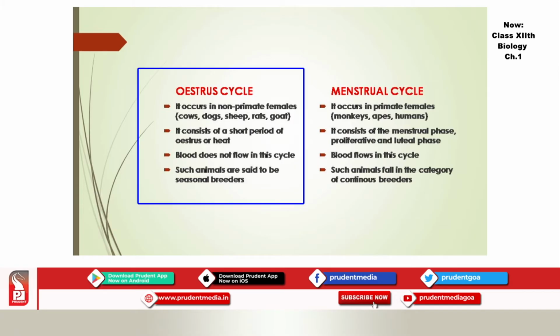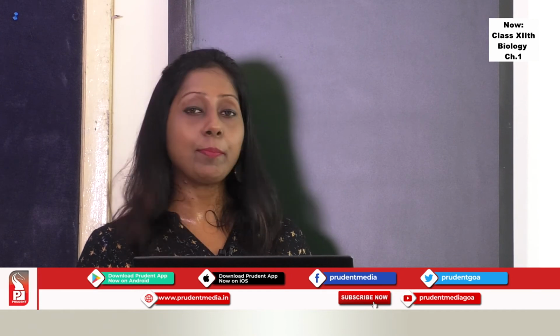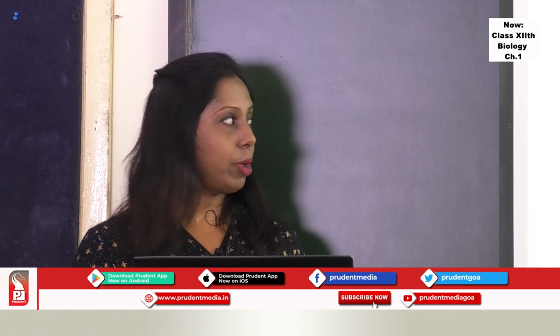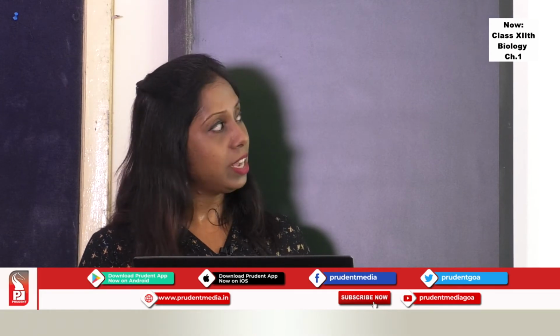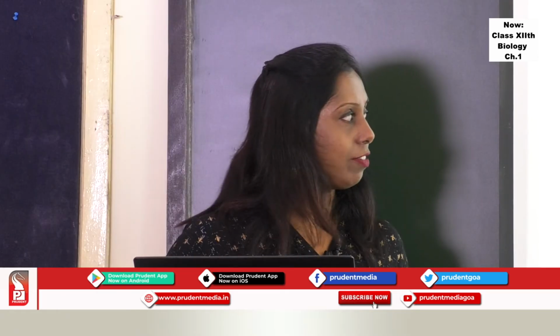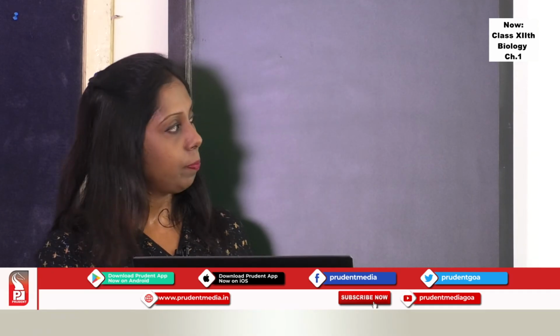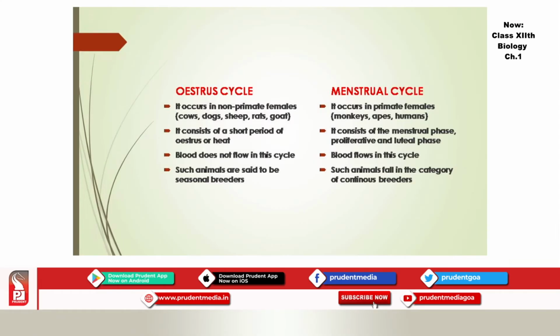Does that mean the endometrial lining is not getting thick, waiting for the pregnancy? Yes, it does. But what happens is there is no flow of blood because the blood is getting reabsorbed by the body itself. But in the case of the menstrual cycle in primate females, there is a period called the bleeding phase or the menstrual phase where the blood flows for a period of about 3 to 5 days in the cycle.